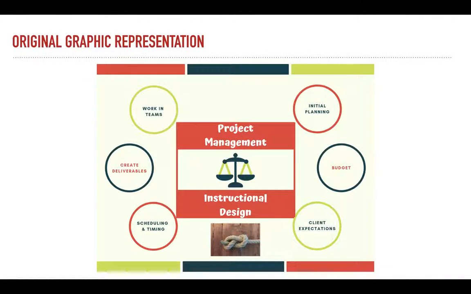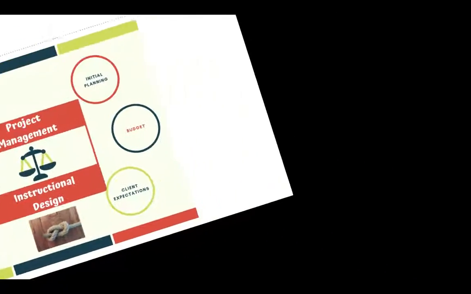In my original graphic representation that we made in week 2, I put a balance in the center because I felt that project management and instructional design really balanced each other out, that there was kind of a give and take to both. I put a rope in my design to show that they were intertwined with one another, and I put words around the sides because I felt that those 6 words really represented both project management and instructional design in a balanced way. So that was how I felt in week 2 of the class.